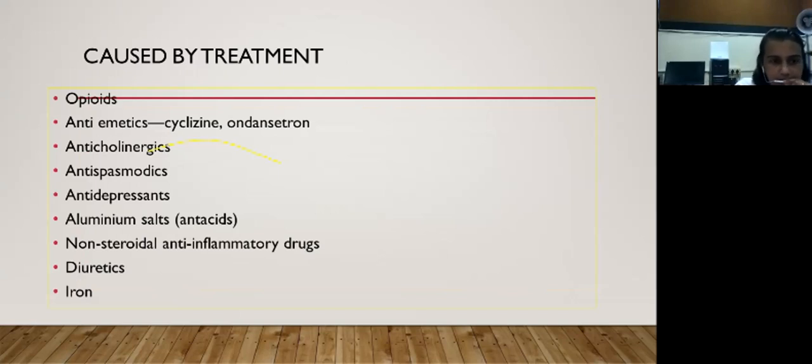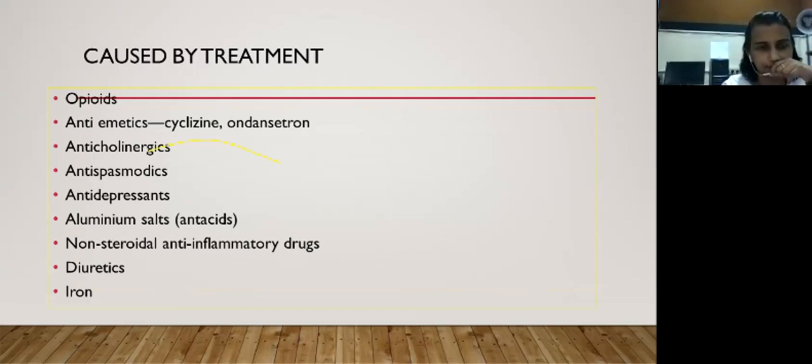Caused by treatment. So drug-induced constipation, you've got a long list of medications. The one that we always have to remember is opioid, because we are causing constipation by giving opioid. Even other medications also, like cyclizine, ondansetron, other anticholinergics, antispasmodics, Buscopan, and some antidepressants can cause it. Antacids, NSAIDs, diuretics, and iron. So there's a list of medications, and there are lots of medications that we also commonly prescribe.